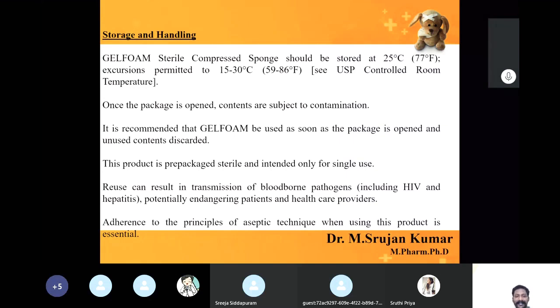So adherence to the principles of aseptic technique when using this product is essential. Adherence is nothing but what is called patient adherence towards the dosage form, patient adherence towards the surgical dressing. That is very important. As it is said, utilize surgical techniques, utilize aseptic techniques, means you need to adhere to those particular techniques while using the product. It is very essential.